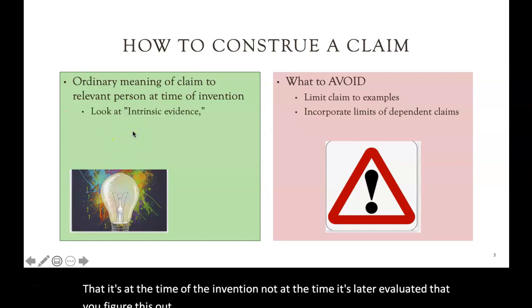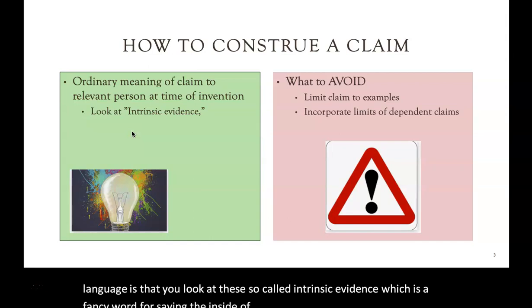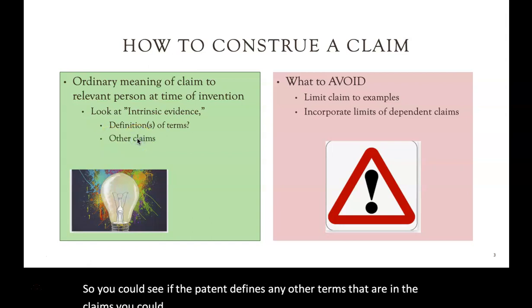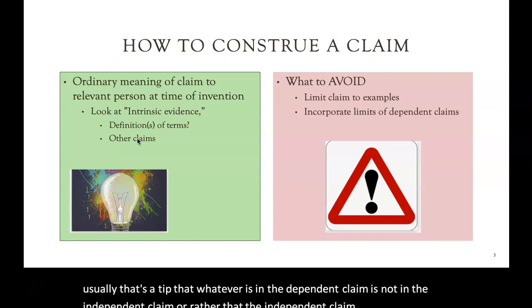Now, the second thing you do after starting with the claim language is that you look at the so-called intrinsic evidence, which is a fancy word for saying the inside of the patent. So you could see if the patent defines any of the terms that are in the claims. You could also look at other claims. So if there are dependent claims, usually that's a tip that whatever is in the dependent claim is not in the independent claim, or rather that the independent claim is not so limited.